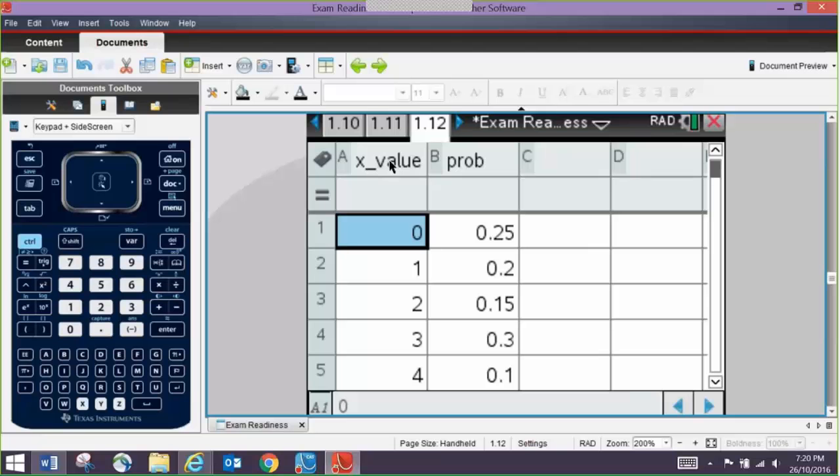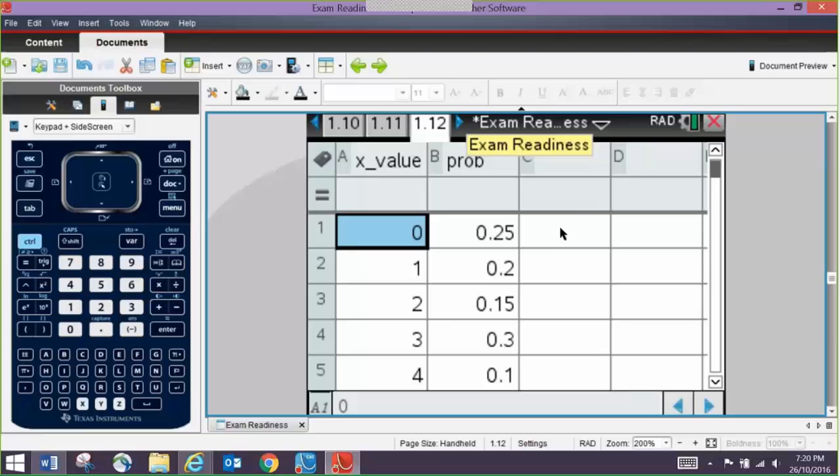So, calling it something else is quite useful. So I've got a fairly simple distribution here, which is typical of standard level. The higher levels could be a little bit more complex than this, but I've just got the X values being 0 to 4, and then the probabilities which add up to 1. So what I'm going to do is the stat calculations, the one variable statistics.